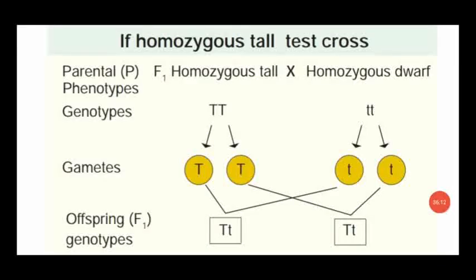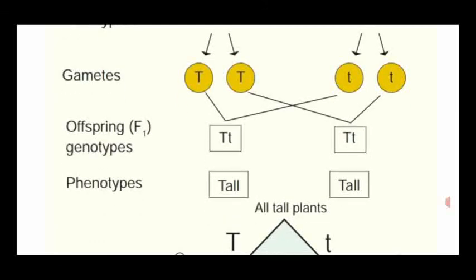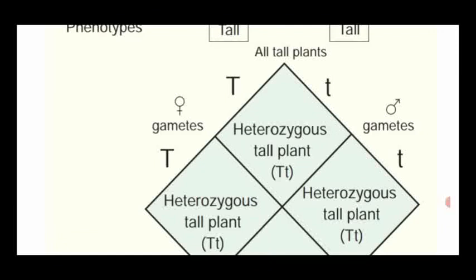Dear students, this is the homozygous tall test cross. So in the F1 generation, we get homozygous tall, that is capital TT, crossed with the recessive parent, that is homozygous dwarf. The gametes are segregated. Then once again they are joined together, capital T with capital T. So what is the phenotypic ratio? All are tall plants, tall, tall. The Punnett square is also proving that.